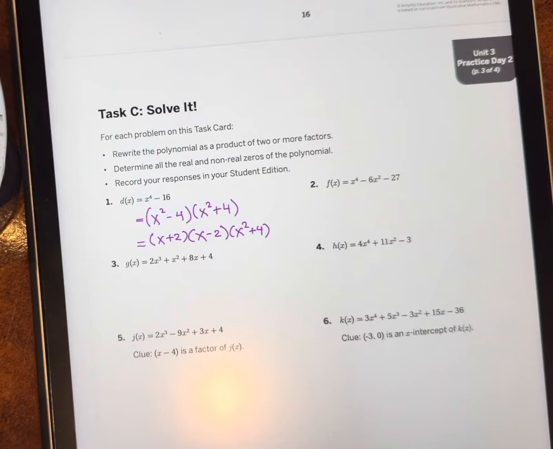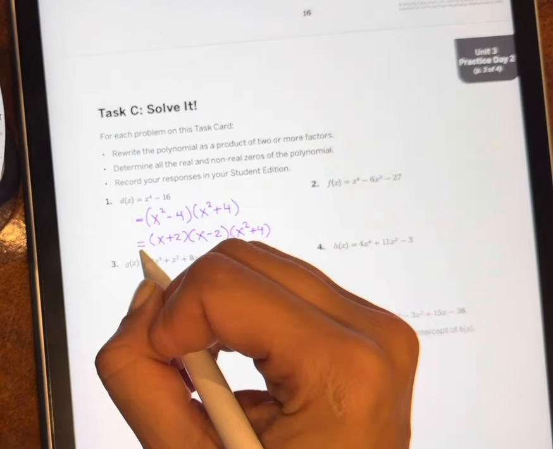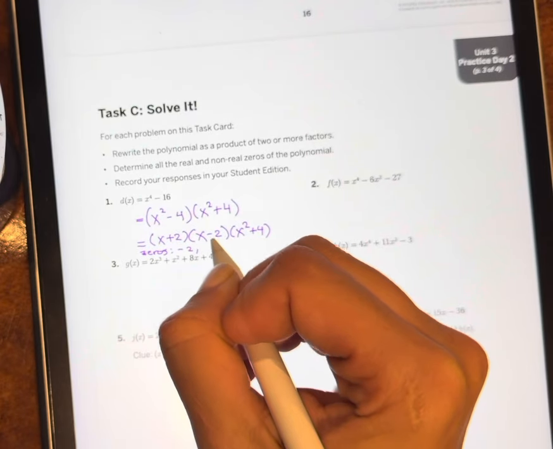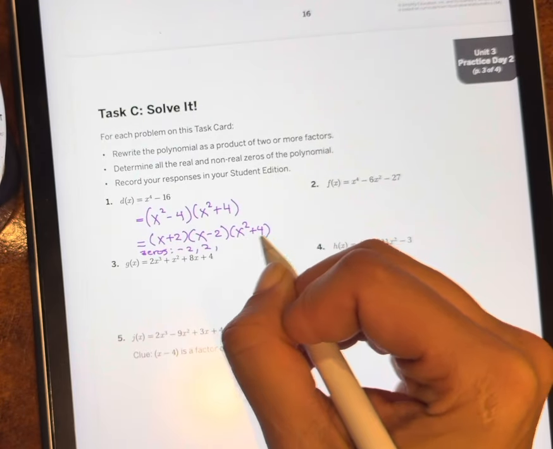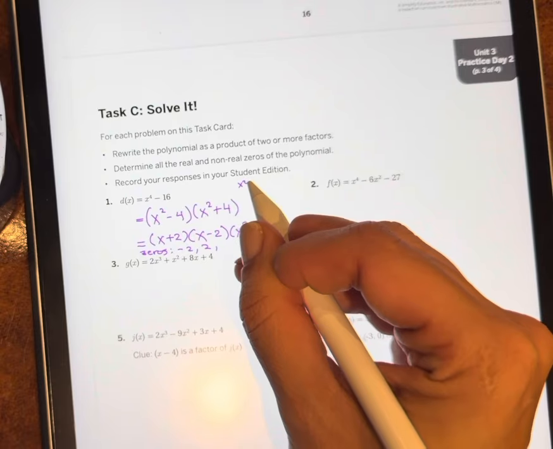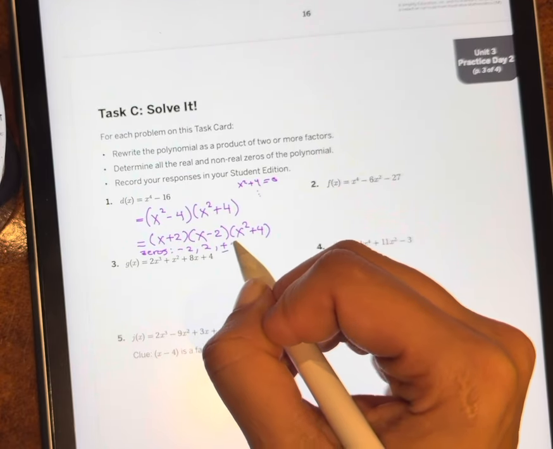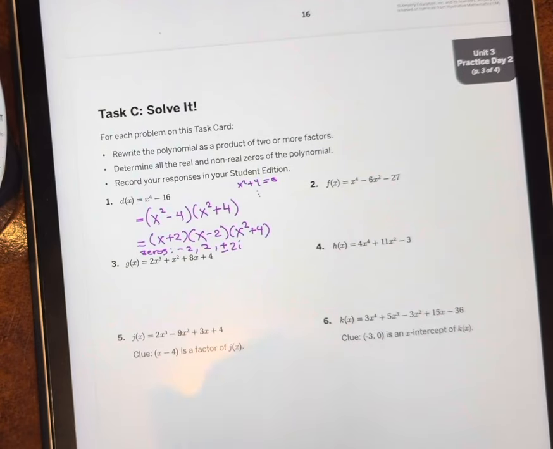Okay, then they want all the zeros. Zeros are going to be negative 2, positive 2, and that one, if I set it equal to 0 and solve it, I will get plus or minus 2i. So that's it. Oh man, less work than it seemed.